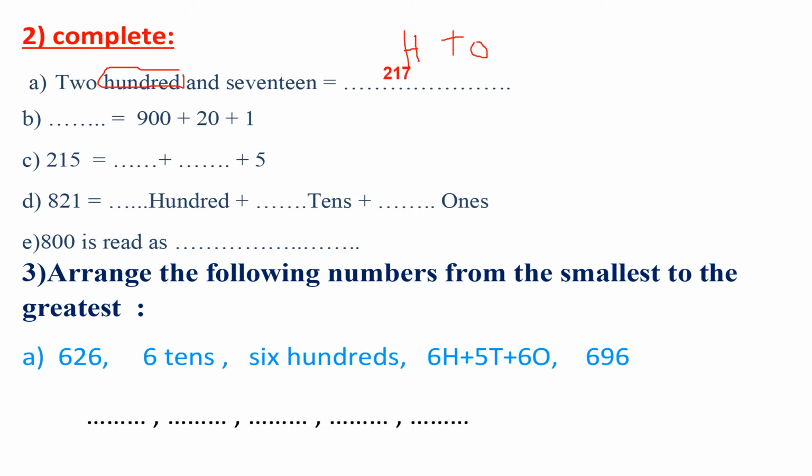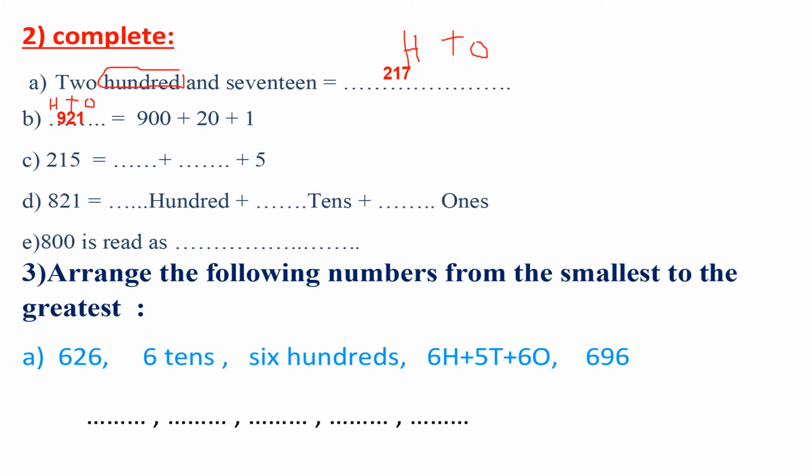Number B, we have 900 plus 20 plus 1. First step, what do we have to do? We have to put ones, tens, hundreds. In hundreds we have 9. In tens we have 20. In ones we have 1. Because hundreds have 2 zeros, and in tens we have 1 zero, and in ones we have 1.